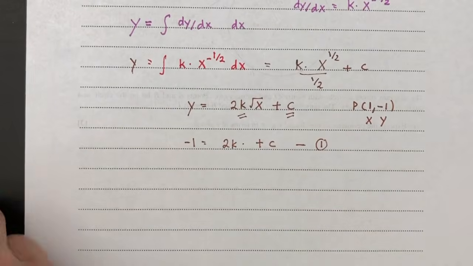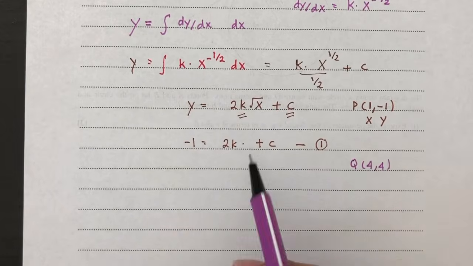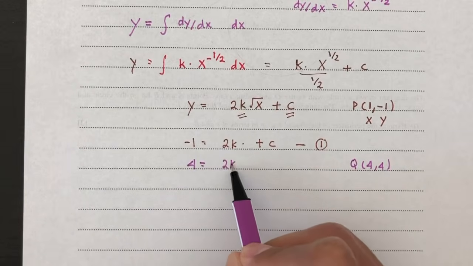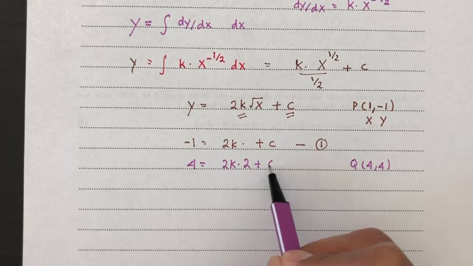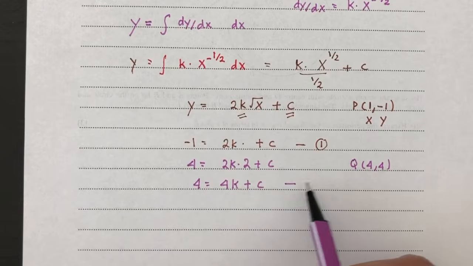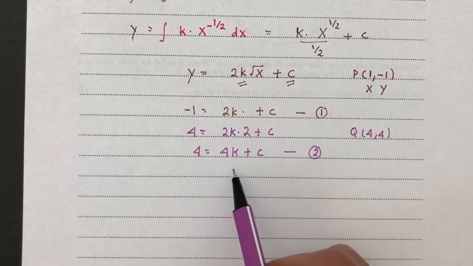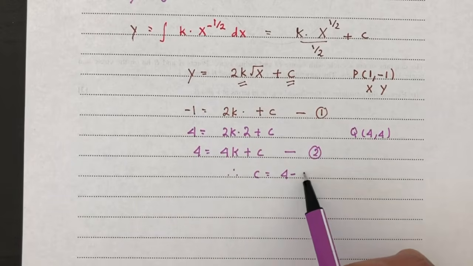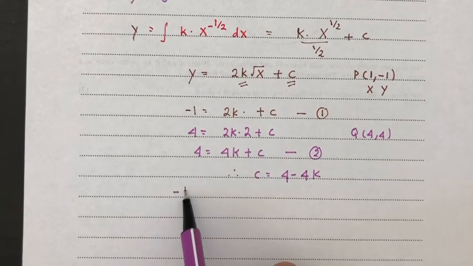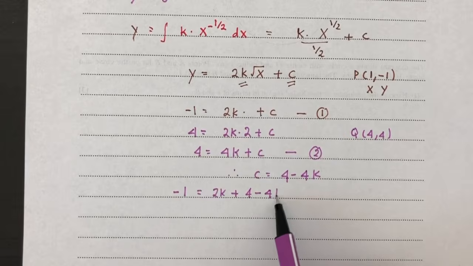Now moving on to the next one, let's use the point Q, which is given as (4, 4). So same step. If you replace Q in this equation, you will have 4 = 2k times 2 plus c. That will be 4 = 4k + c. That is number 2. Now we can make c the subject of the formula. So c is equal to 4 - 4k. Now replace this back in this equation. You will have -1 = 2k + c, where c is 4 - 4k.